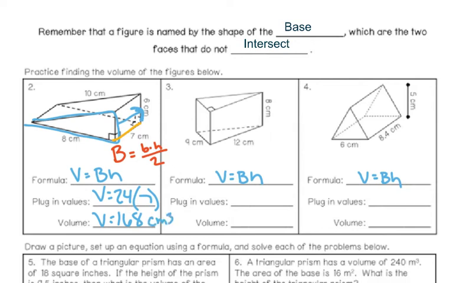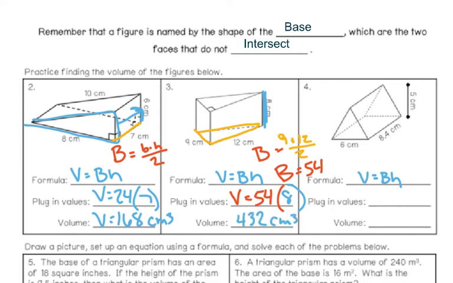Let's look at number 3. Here, I want you to go ahead and pause and find the area of the base. So I want you to find big B. The base of that triangle is 9, the height of that triangle is 12, so the area of the base is 54. Next, we need the height of the prism. The height of the prism here is 8. So finally, we need to figure out what is the volume. When we do 54 times 8, we get 432. Our units here again are centimeters, so we have centimeters cubed.